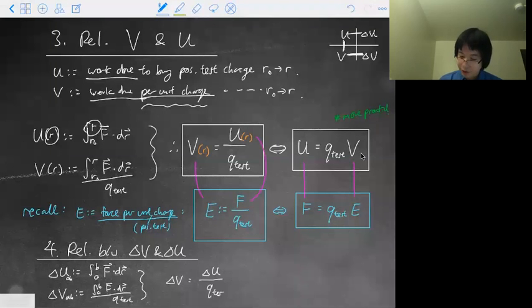Or you can just think of putting a delta on both sides over here. Okay, so same thing. You can rewrite it like this. So you can just think of putting a delta here. The test charge doesn't change.